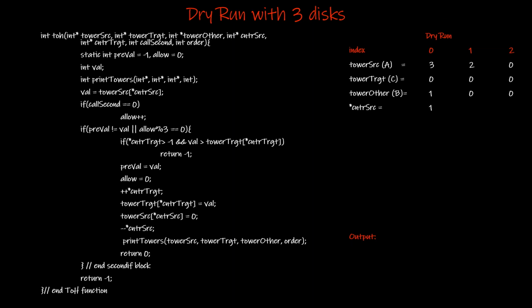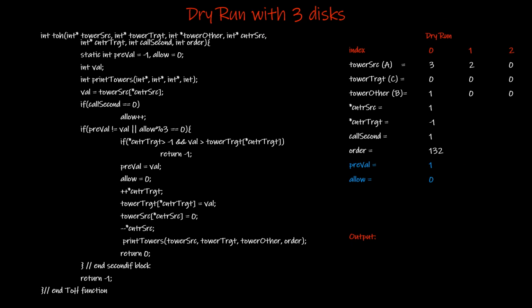Counter source will be initialized to 1. Counter target will initialize to -1 because the target tower C does not have any disk present. Call second is set to 1 because it's the second call with the same source tower in this particular cycle. Order is set to 1 3 2. Now previous val is not created again, it is a static variable, so whatever value was assigned to it last in the previous call will persist, and the value was 1. Allow will have value 0 again from the previous call.